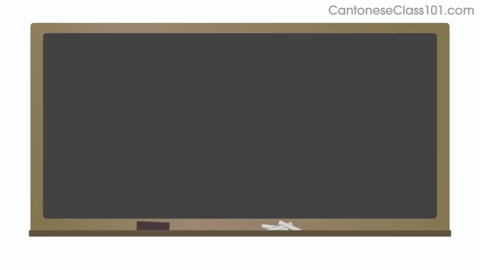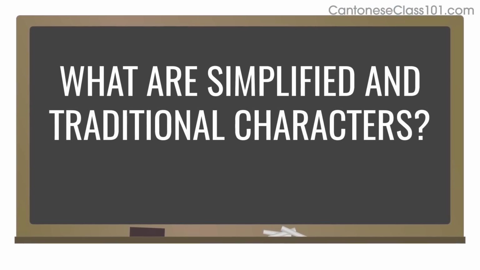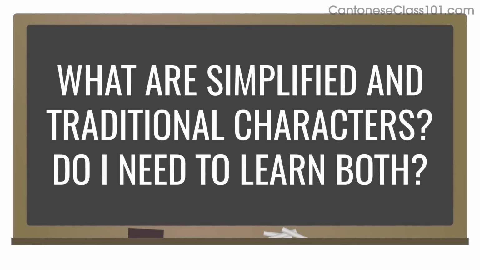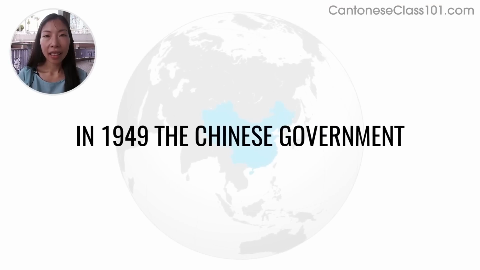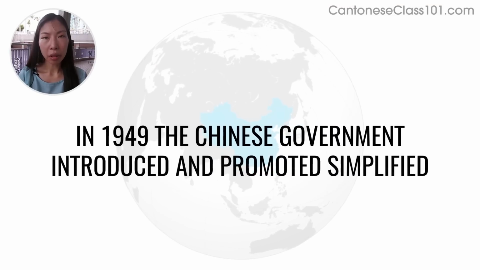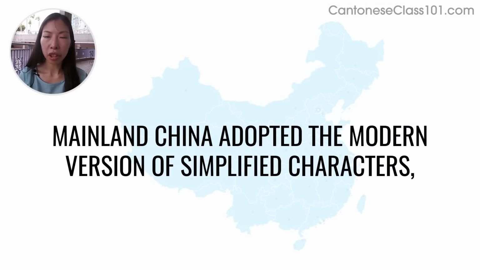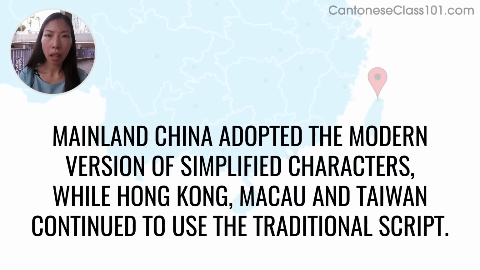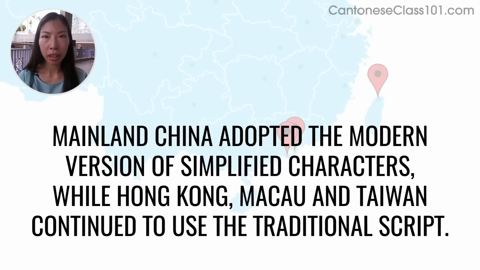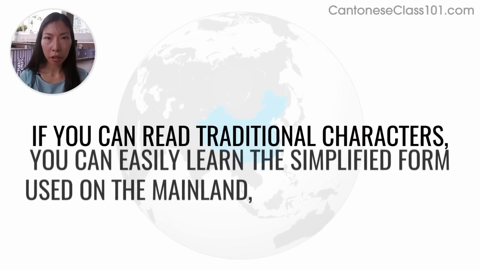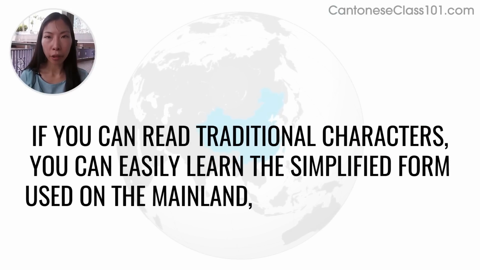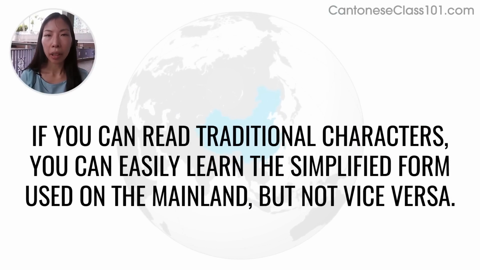The question for this lesson is, what are simplified and traditional characters? Do I need to learn both? In 1949, the Chinese government introduced and promoted simplified Chinese to improve literacy rates. Mainland China adopted the modern version of simplified characters, while Hong Kong, Macau, and Taiwan continued to use the traditional script. If you can read traditional characters, you can easily learn the simplified form used on the mainland, but not vice versa. Let's get into more details.